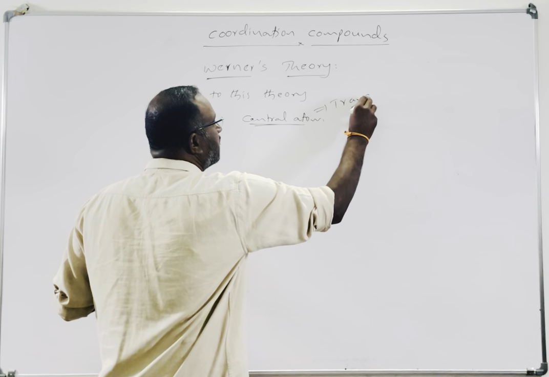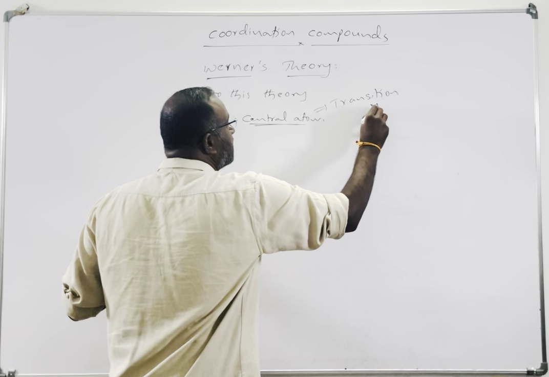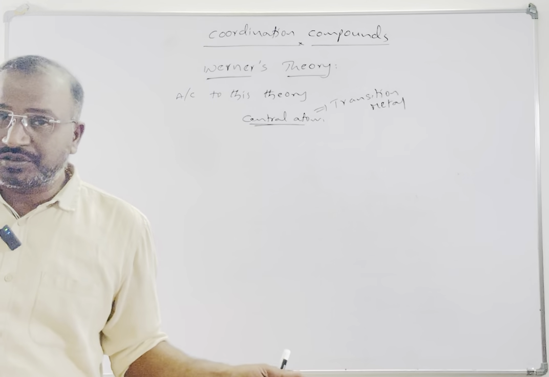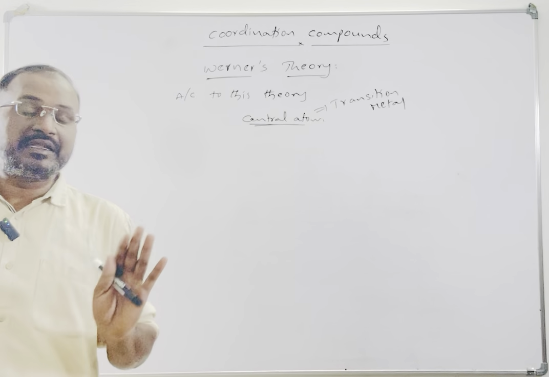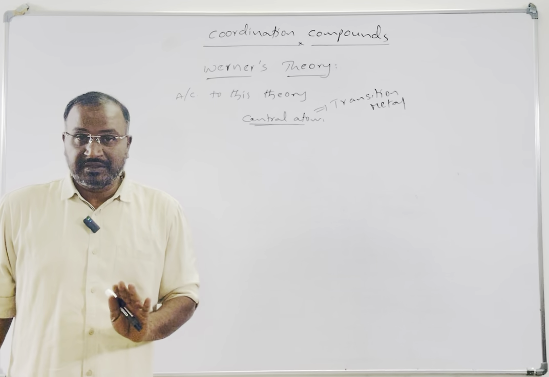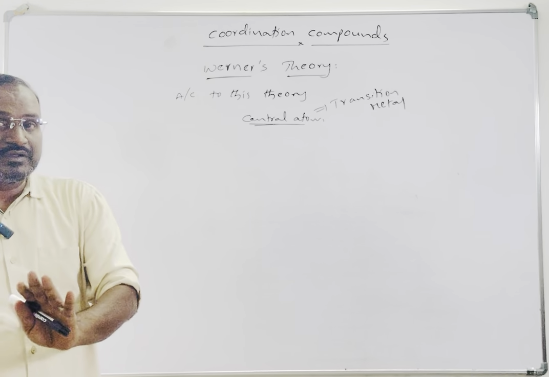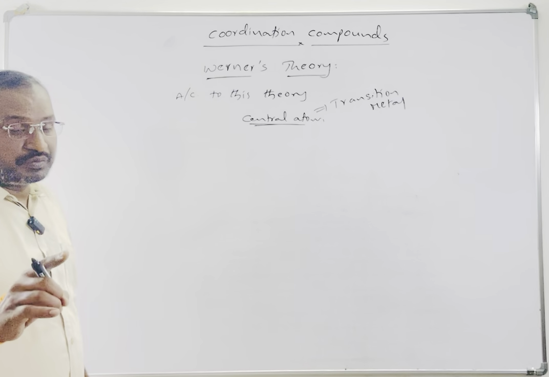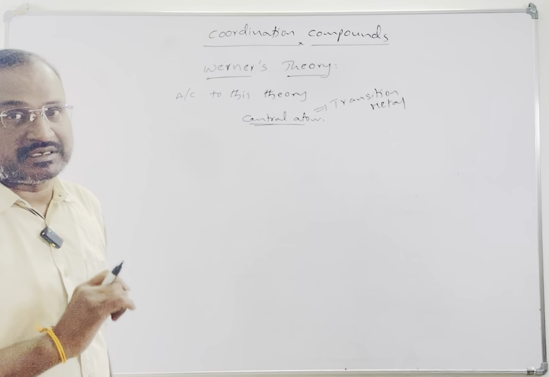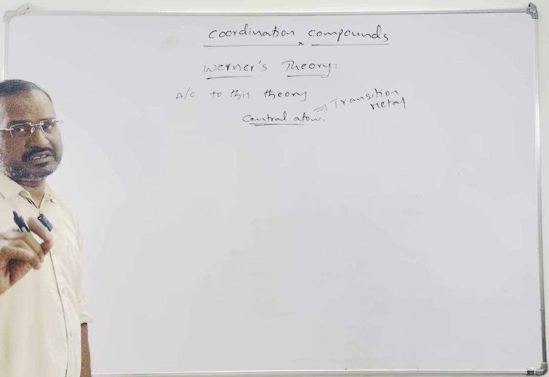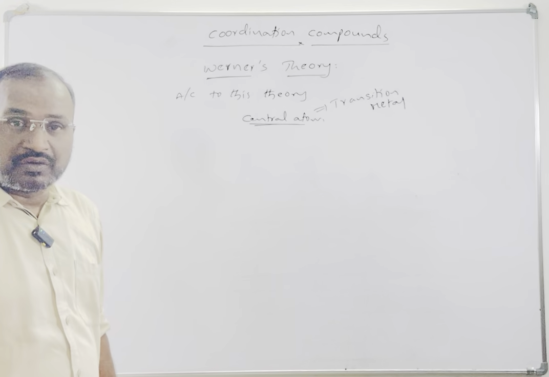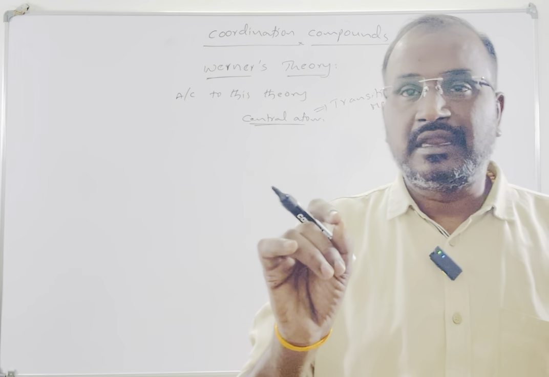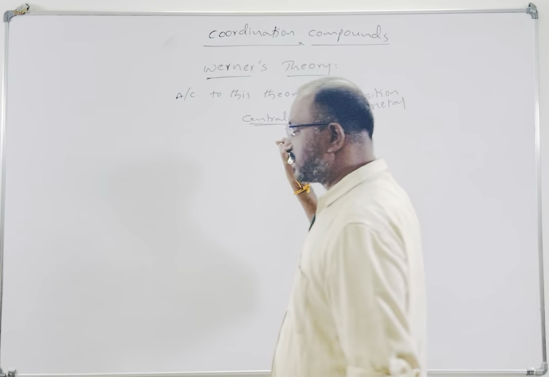Transition metal means d-block element, from third B group to 11th group, that is first B group. Second B group, that is the 12th group elements, are not transition elements. Of course, they form coordination compounds, but they are not transition elements. Anyhow, let me start with the central metal.